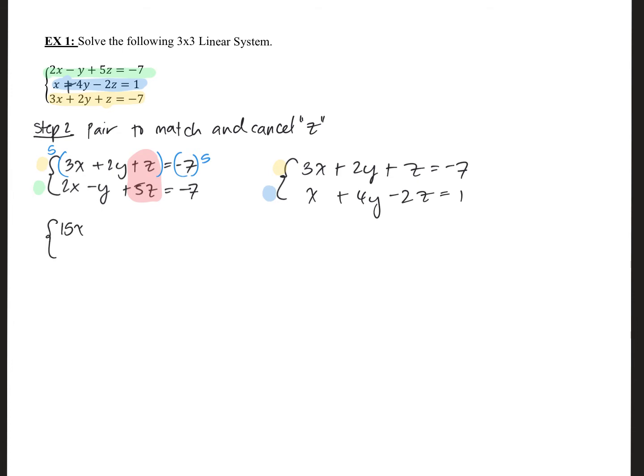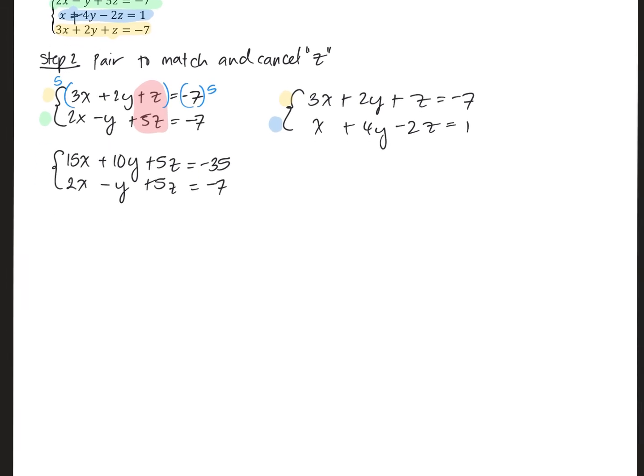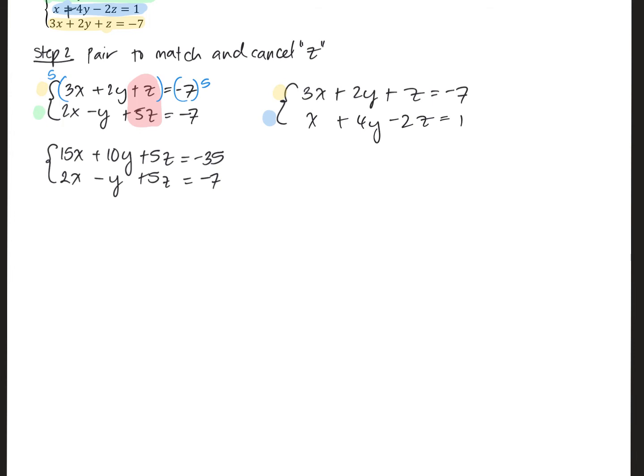So that'll be 15x plus 10y plus 5z equals -35. And then I'll copy the bottom one down. Nothing happened to the bottom because it was already a 5z. Now let's go ahead. Should we add or subtract to cancel this? It looks like we should subtract. So that cancels the z's.